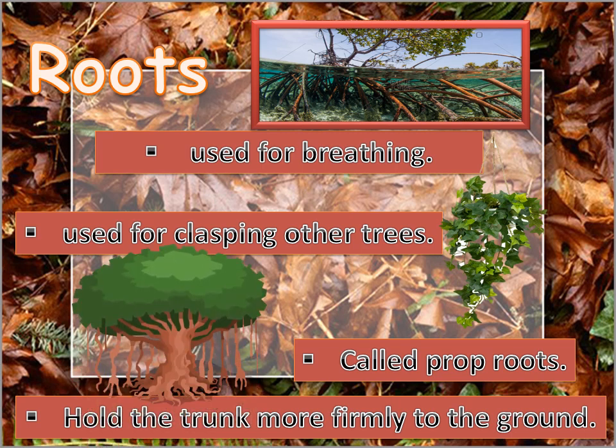Then the third one is a banyan tree. A banyan tree, if you notice, has roots that you can see on the outside, not in the soil. Those roots are called prop roots. And even if they are only prop roots, they also play an important role in the banyan tree because they hold the trunk more firmly to the ground. So it's not only the roots of the banyan tree that hold it in place, but also the prop roots that you can see outside.